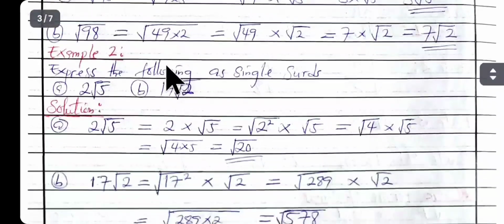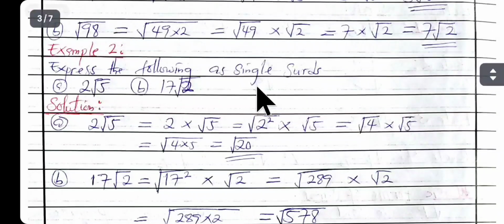Alright, so example 2. Express the following as single surds. We want to express all of this now as a single surd. Now, this thing is not a single surd. Remember, for a single surd, there is no need of a whole number standing before the surd. So you need to take this whole number and make sure that the square root is covering all of them. You have expressed it as a single surd.